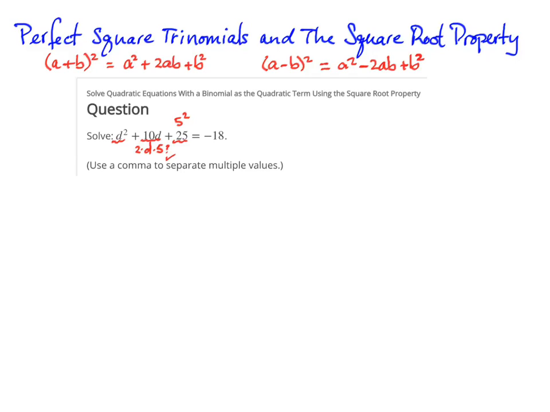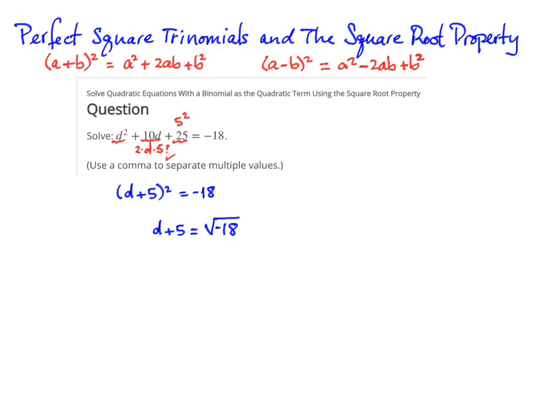So what we want to do then is write it as a binomial squared. Since we know what a and b are, a is d and b is 5, we can write it as d plus 5 squared is equal to negative 18. And now we know exactly how to solve that using the square root property. We just break it into two equations.